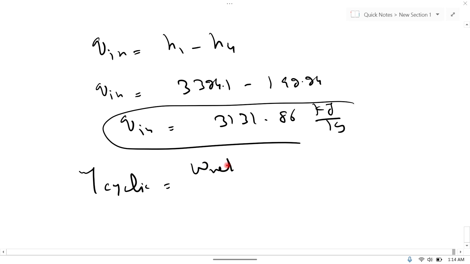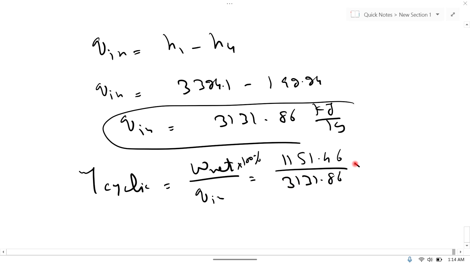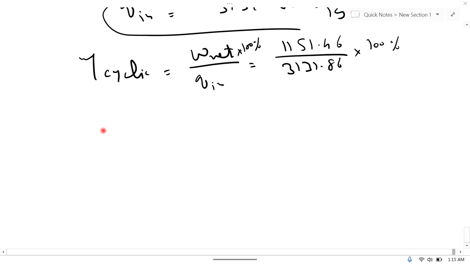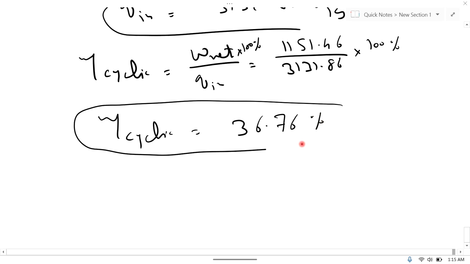Now cyclic efficiency is equal to output, meaning net work, divided by Qin, multiplied by 100%. So 1151.46 divided by 3131.86 multiplied by 100%. Simplifying this, the cyclic efficiency is equal to 36.76%. And this is the end of the problem.